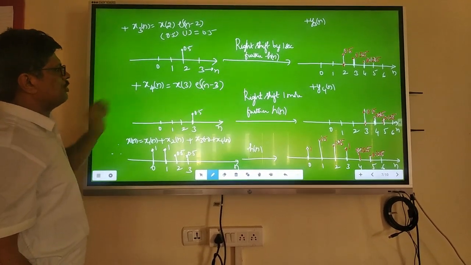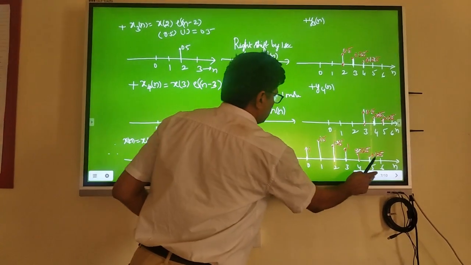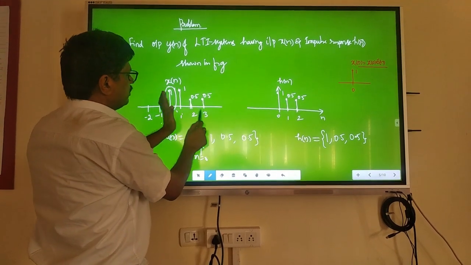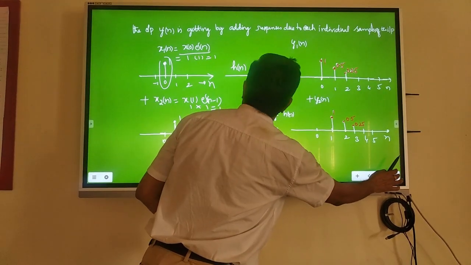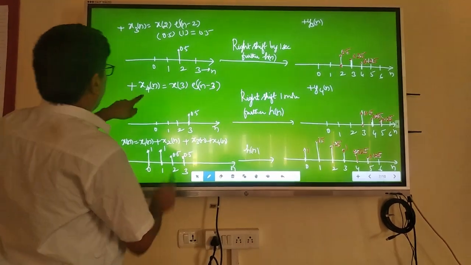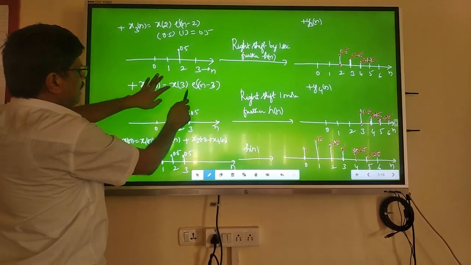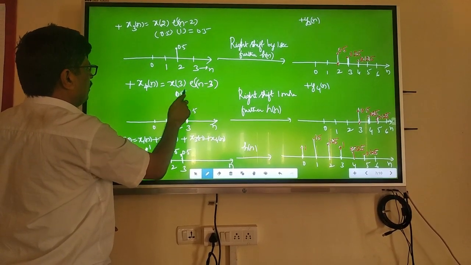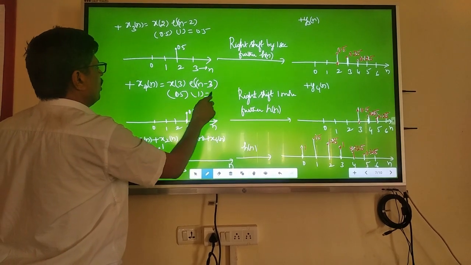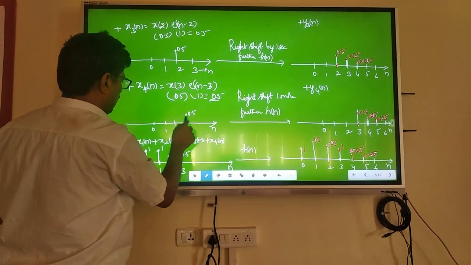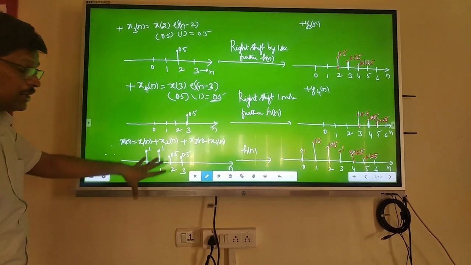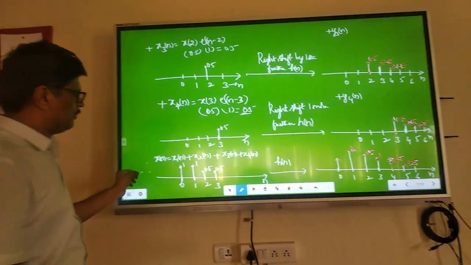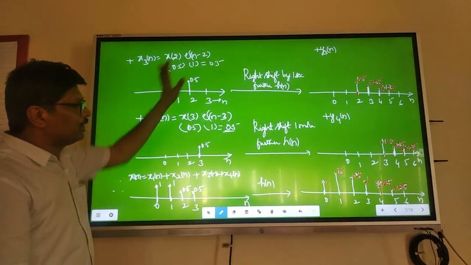Similarly, the last one, x4 of n is equal to x at 3 into delta of n minus 3. x at 3 is 0.5, and delta of n minus 3 is 1, so it is equal to 0.5. That is how you get this individual sample. The first work is to write x of n as all the individual samples. If 4 samples are there, write 4 individual samples, and finally add them on the left hand side.